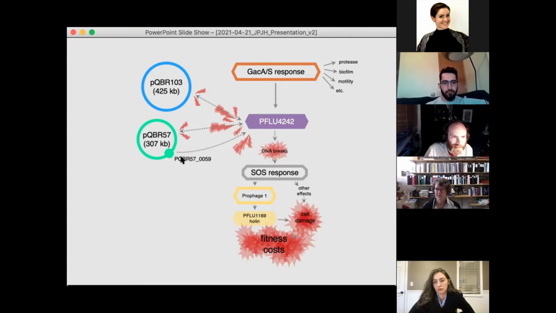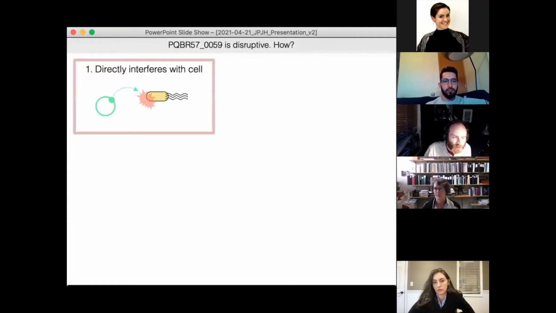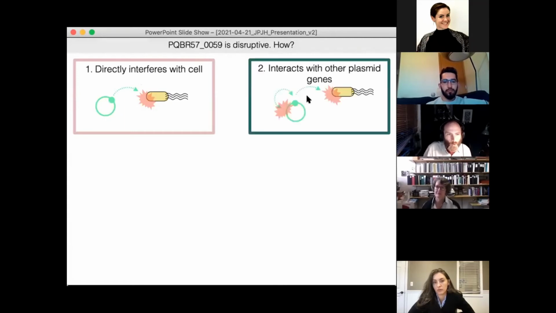this one that we mutated? How is this one interacting with this system? So this gene is disruptive. If you have the wild type variant, we have a fitness cost. If we have a single base pair mutant in it, we resolve that fitness cost. How does that work? So there are two different hypotheses. Either this gene itself is toxic and it's directly interfering with the cell, or it's interacting with other plasmid genes to cause a fitness cost.